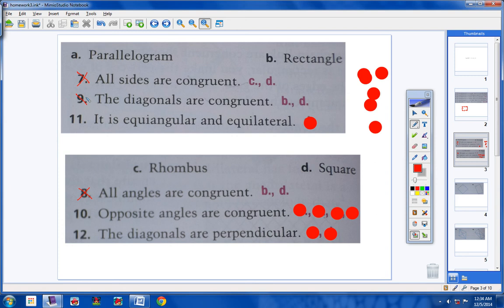Okay, number 10. Opposite angles are congruent. Well, guys, that's everything up here. Because remember, when you have a parallelogram, opposite angles are congruent. We know that. A rectangle is a what? Parallelogram. A rhombus is what? A parallelogram. A square is what? A parallelogram. So all 4 of these have opposite angles congruent. So A, B, C, and D.